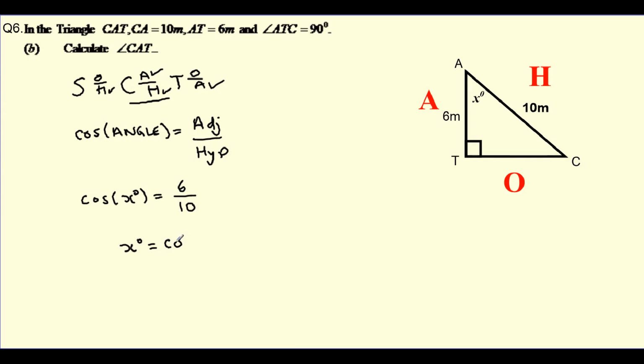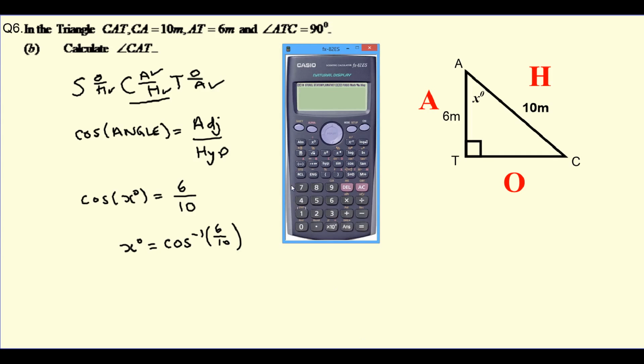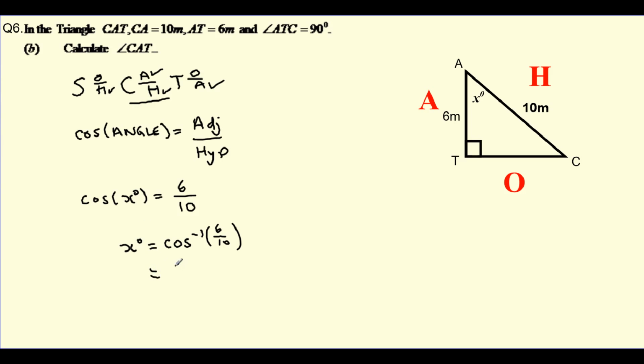So x then is, move this over, it becomes the inverse of cosine, so cos to the minus 1. And if we plug that into a calculator, so we'll just bring a calculator up now, it's shift and then the cosine function. Okay, start a fraction, so 6 over 10, and just remember close the bracket, and that will give us then 53.13010235. Okay, it's degrees, they're very, very small, so I'll be quite happy to have that to one decimal place. So then x is going to be 53.1 degrees. Okay, so the angle CAT is 53.1 degrees.